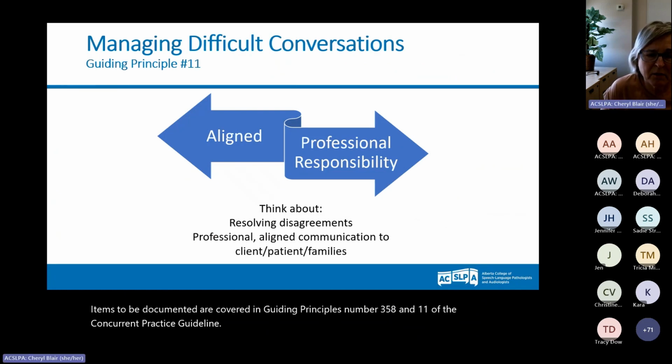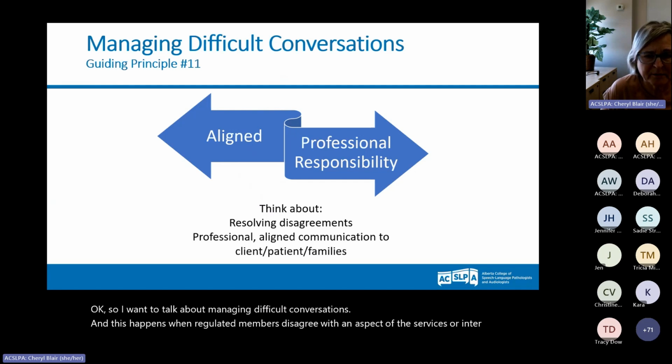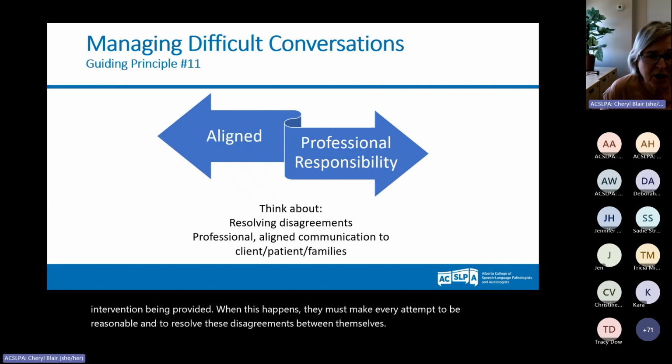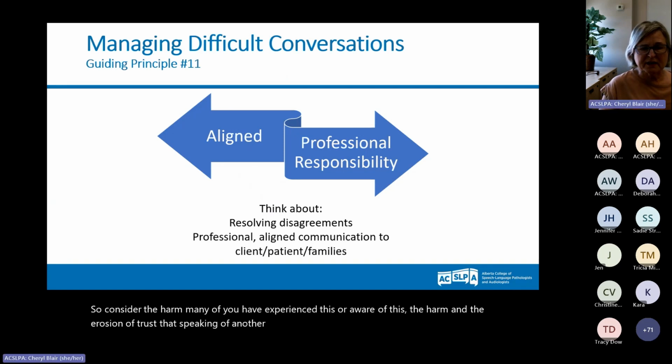Okay, so I want to talk about managing difficult conversations. And this happens when regulated members disagree with an aspect of the services or intervention being provided. When this happens, they must make every attempt to be reasonable and to resolve these disagreements between themselves. So consider the harm. Many of you have experienced this or are aware of this, the harm and the erosion of trust that speaking of another professional's services in a negative way to the patient and or family creates.